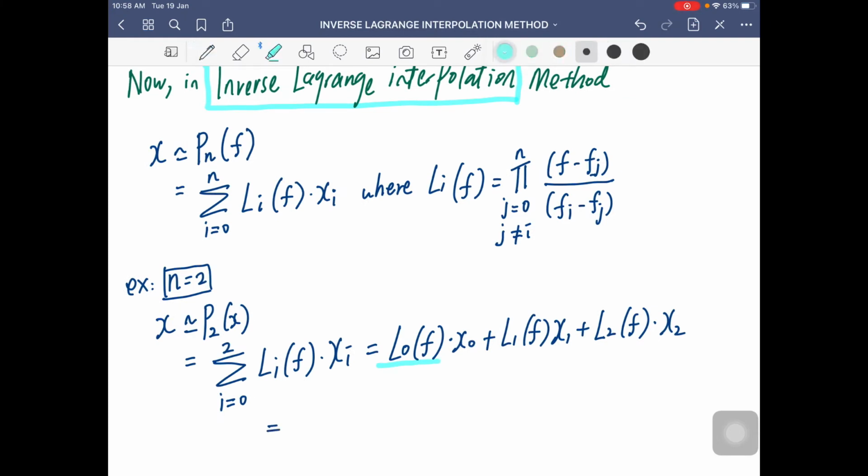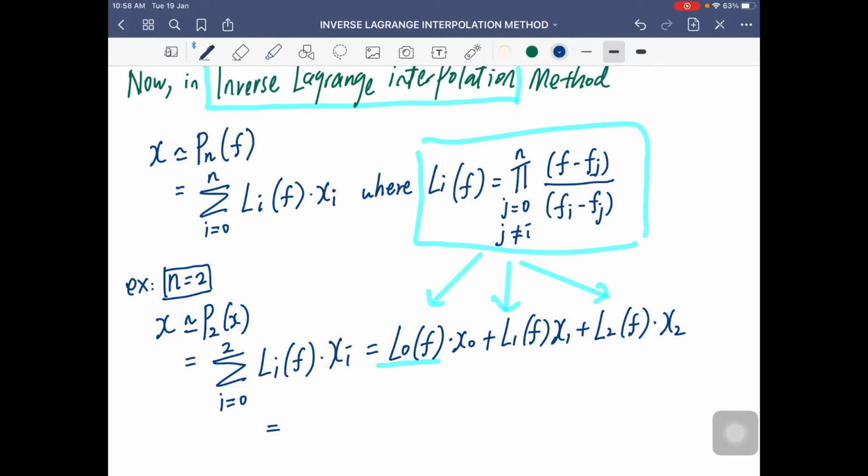So you refer to this standard formulation here. Alright, how to get the Lagrange term. If I expand this, what we have here is actually (f minus f1) times (f minus f2), and then divide by (f naught minus f1) times (f naught minus f2).